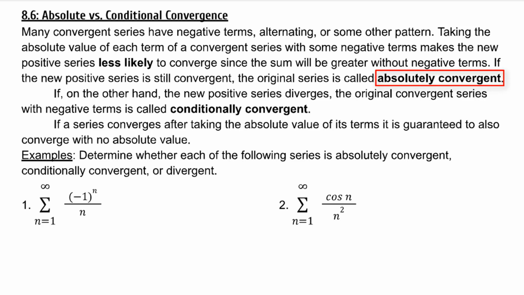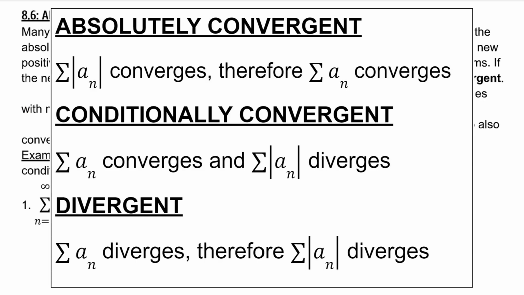If, on the other hand, the new positive series diverges, the original convergent series with negative terms is called conditionally convergent. If a series converges after taking the absolute value of its terms, it is guaranteed to also converge with no absolute value. As a review, if the absolute value series converges, then the series is said to be absolutely convergent. If the original series converges and the absolute value diverges, then the series is said to be conditionally convergent. And if a sub n diverges, then absolute a sub n will diverge as well.